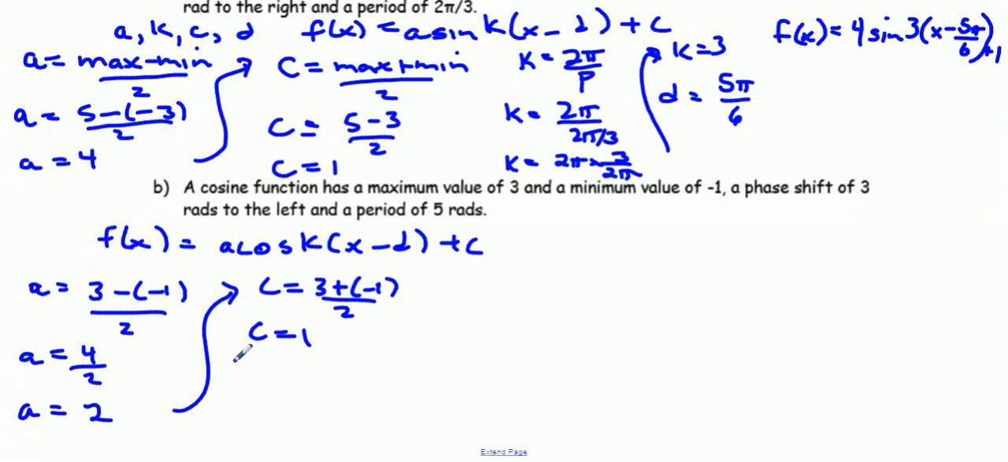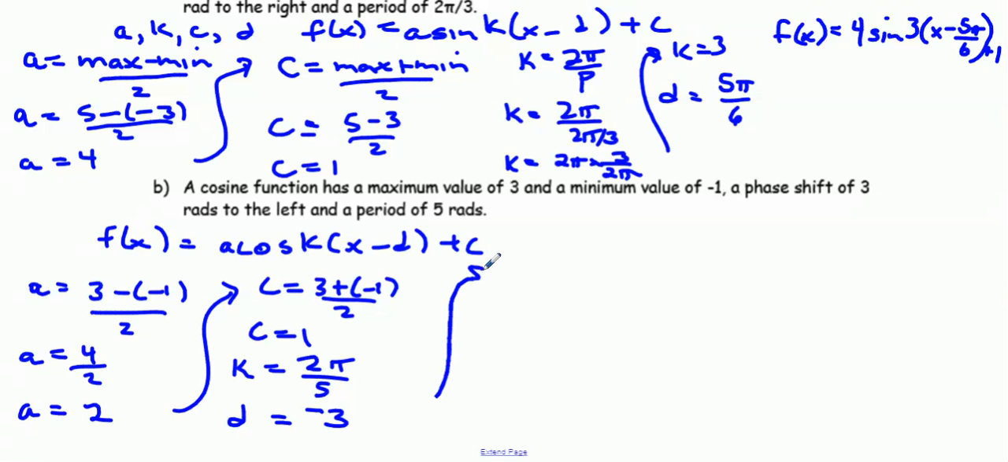And we know our k is going to be 2 pi over 5, and that's all you have to do, right? You can't simplify that anymore. So k is in terms of pi this time because our period was a real number. And then our d, it's a phase shift of 3 rads left, so it's going to be minus 3.